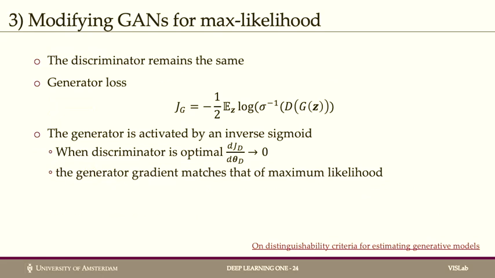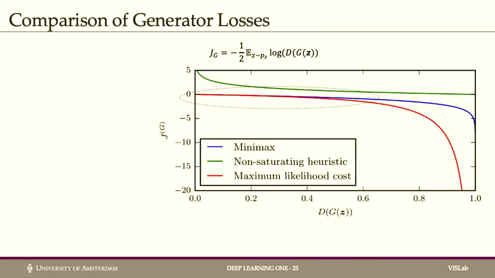There's just one third version, which has been put forward, which is basically changing the generator loss once more and uses an inverse sigmoid, which has some advantages. First of all, when the discriminator is optimal, the gradient for the generator matches that of maximum likelihood. So it's sort of a nice mathematical scheme, and it has some nice properties like shown in the following.